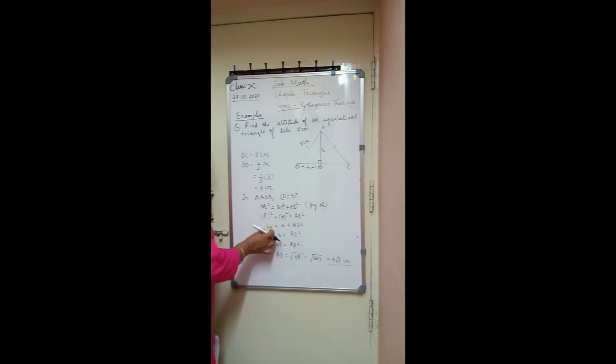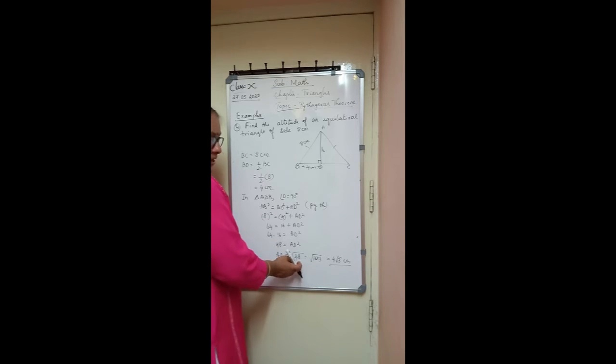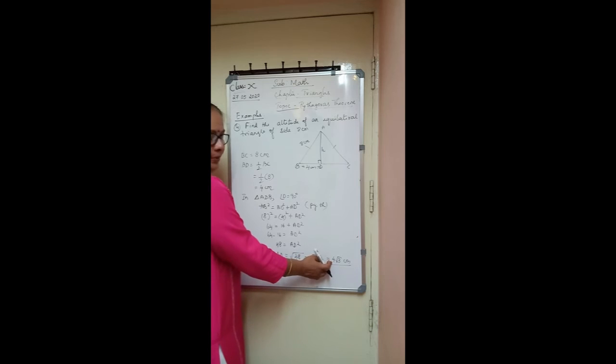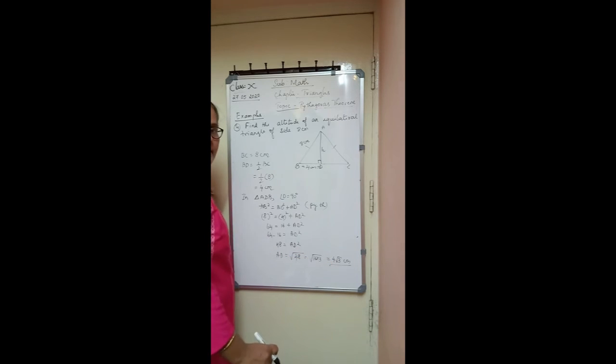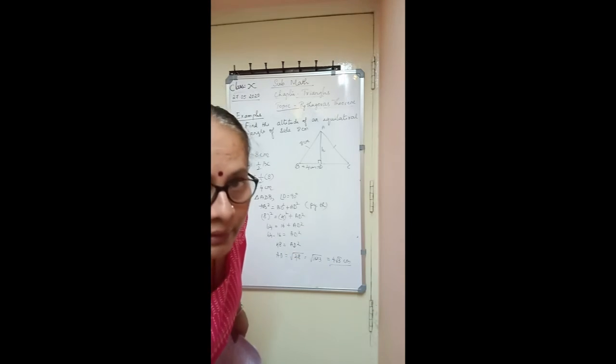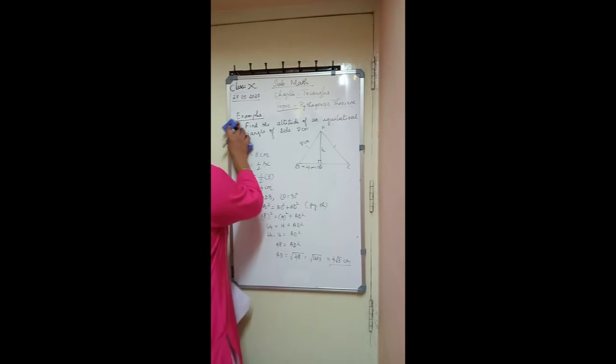Then 8 square is 64, 4 square is 16, 64 minus 16 is 48, so AD square is 48. Take root of 48, you will get AD, which is root of 48. So 48 can be written as 16 times 3, root of 16 is 4, so 4 root 3 centimeter. The next example is the fifth one.